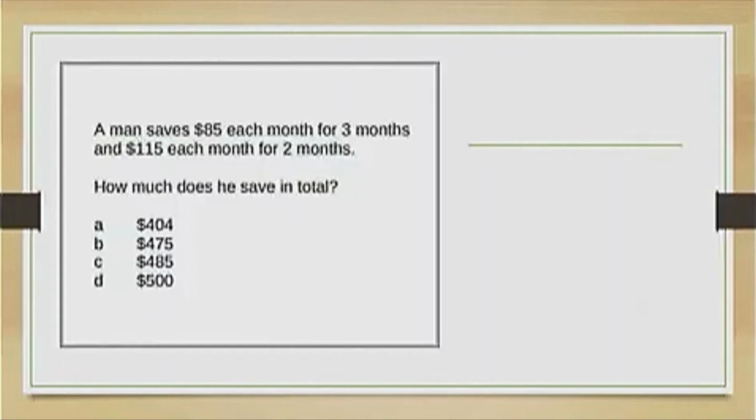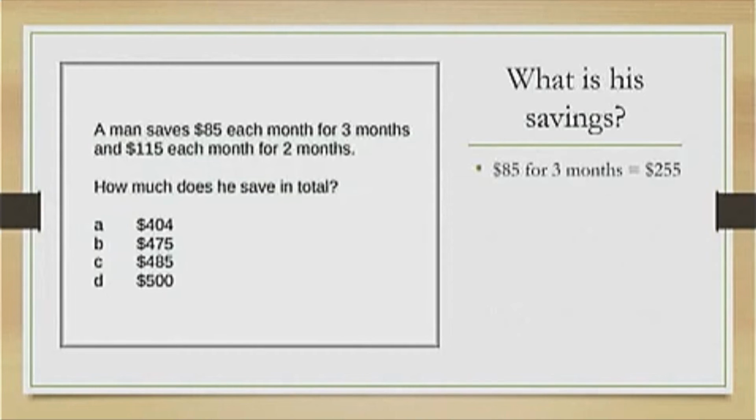Next question. A man saves $85 each month for 3 months and $115 each month for 2 months. How much does he save in total? So let's look. We want to figure out what is this man's total savings. So he saved $85 for 3 months. So you can do it 2 ways. You can say 85 plus 85 plus 85, or 85 multiplied by 3 gives us 255. If you added it or you multiplied it, same amount you would get. So for the 3 months of saving $85, he has $255.